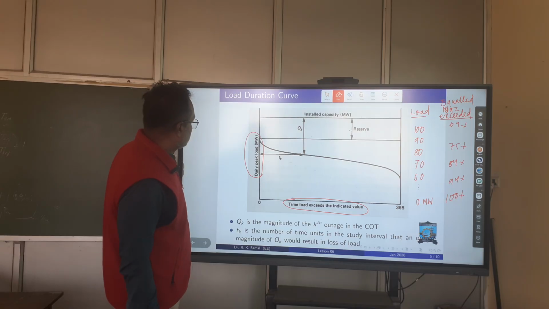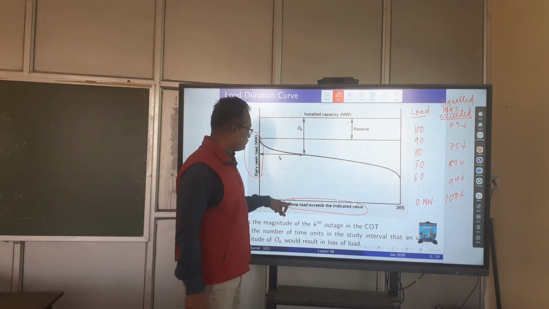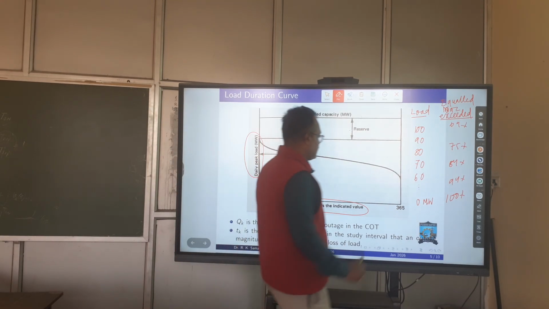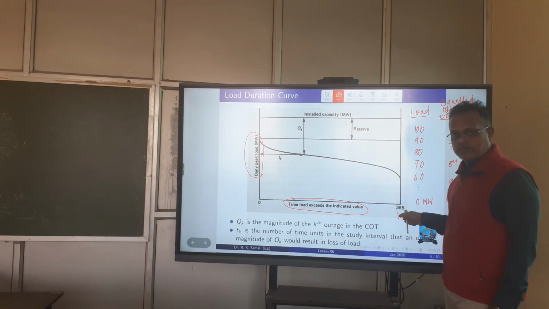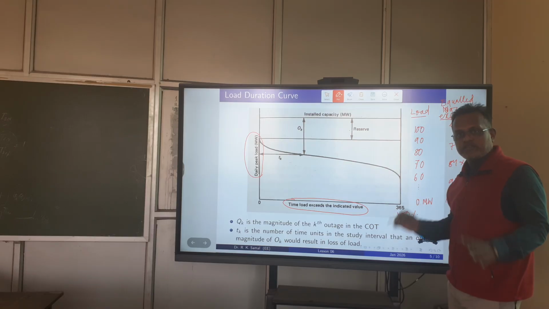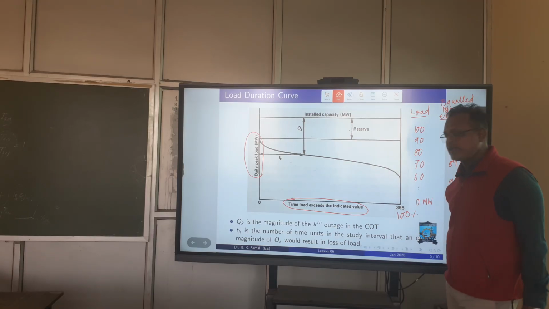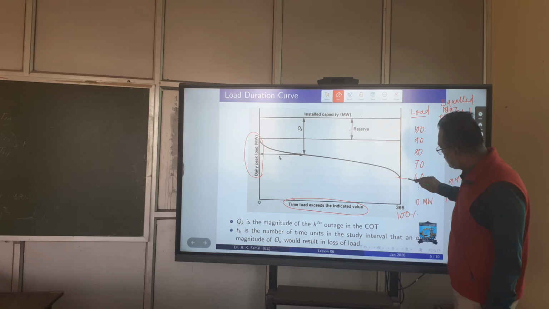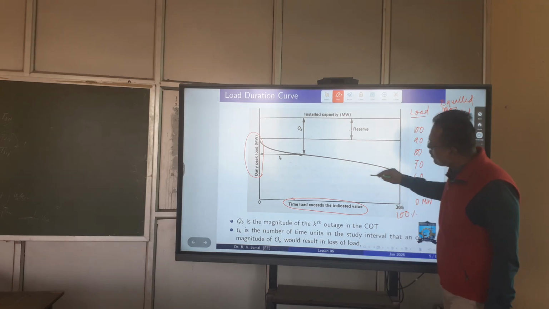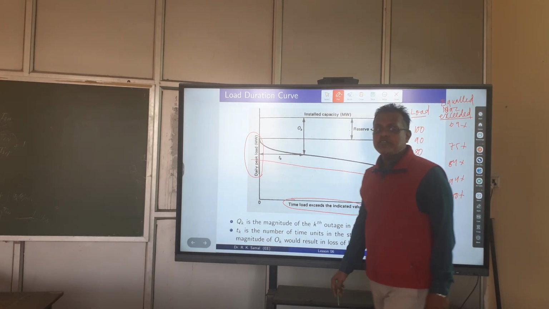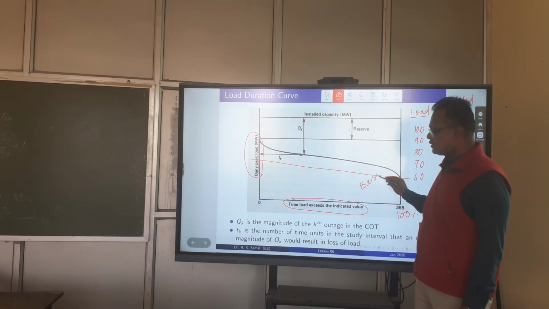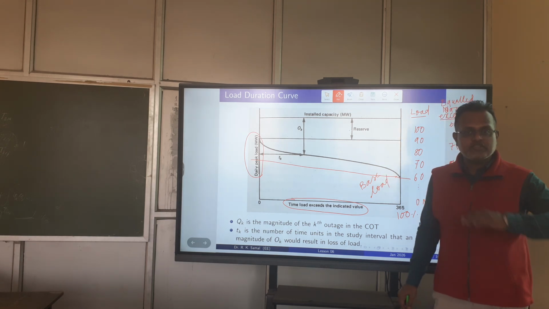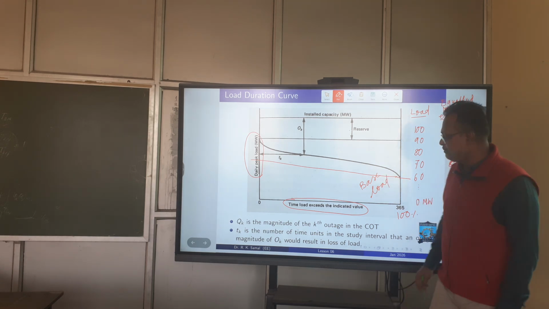So that means this is 100% of the time, 365 days. Suppose we are considering a year, 365 days means 100% of the time. Now this is the load which is there for all the days, minimum. So this is generally known as what load? Base load. Known as the base load, which remains constant throughout the year.